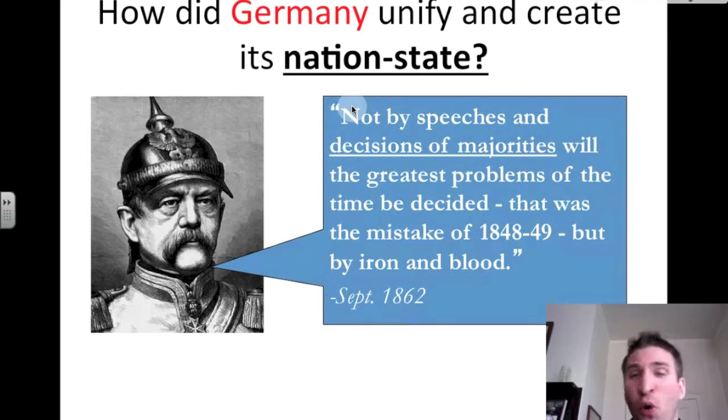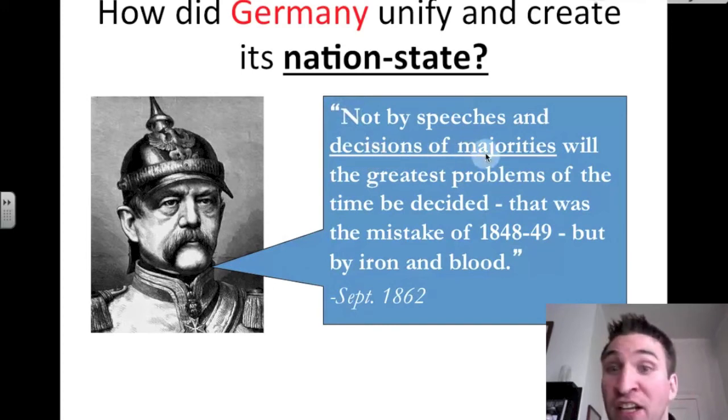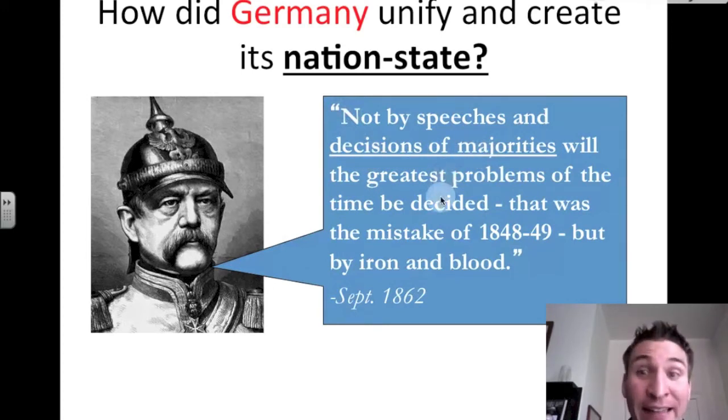This is an excerpt from a September 1862 speech that gave Otto von Bismarck his nickname and shows his military leadership. He said, "Not by speeches and decisions of majorities will the greatest problems of the time be decided." That was the mistake of 1848 and 49, Congress of Vienna. "But by iron and blood, by warfare." That's his mindset going into unification. Talk is cheap. A Republican form of government is cheap. We need to unite through war.